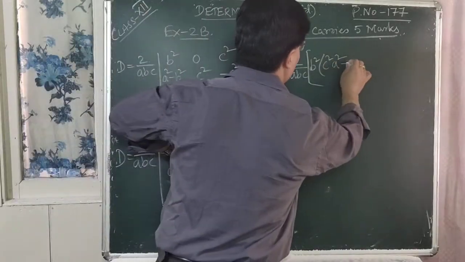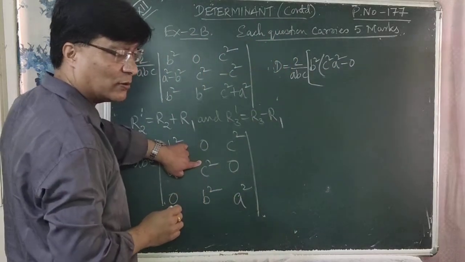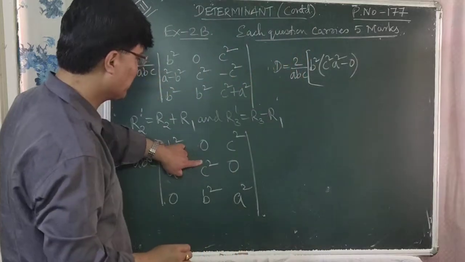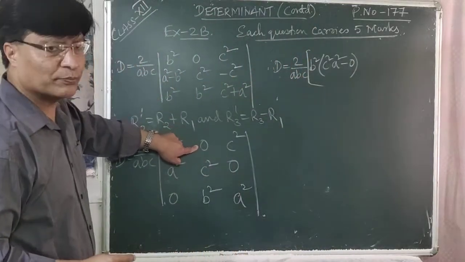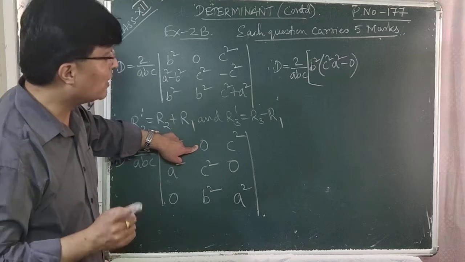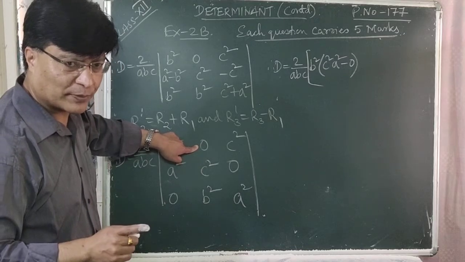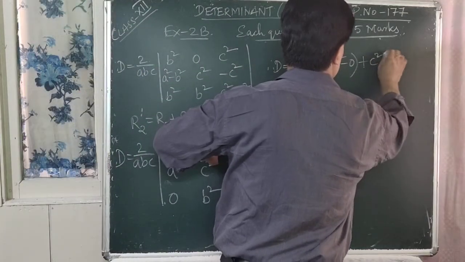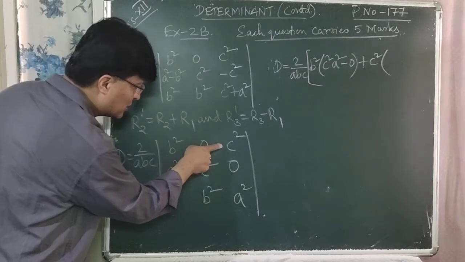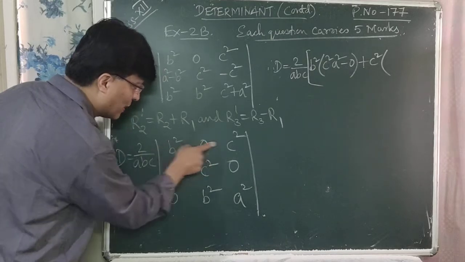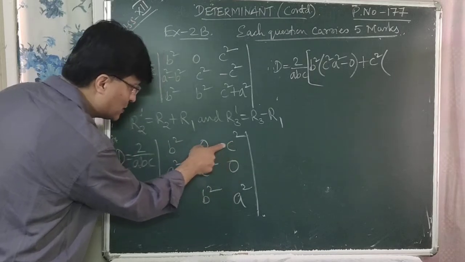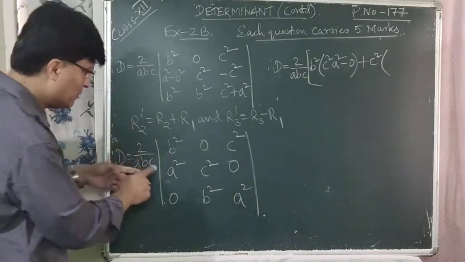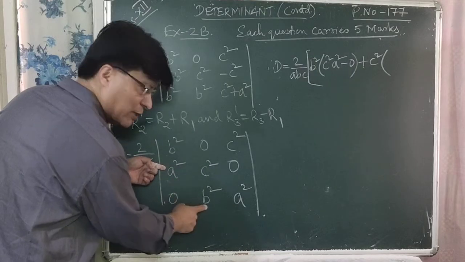Then minus 0. Will you write minus 0? No, because 0 into any number is always 0. Okay, you don't have to write 0. Then comes plus C square. If you consider this element C square, you have to delete the row and the column through the element C square. That means first row and third column are deleted. What remains? A square, C square, 0, B square.